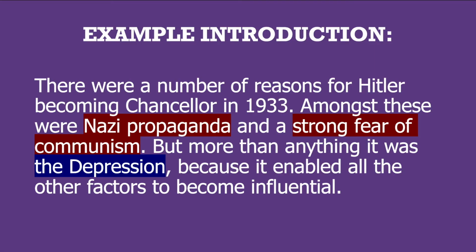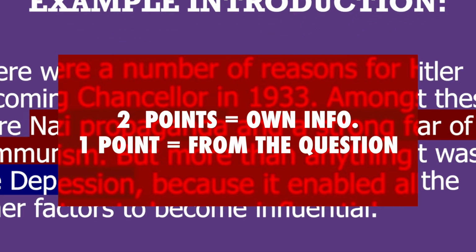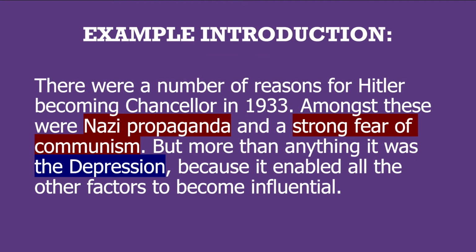So as you can see, I've highlighted some words over here. The ones in red are the ones that are from the student's own information, and the one in blue is the one which was suggested in the question itself. So as you can see, the student over here has chosen to take 2 points or factors or reasons, whatever, from their own information and only take 1 from the question. Of course, you can do it either way you want, as I said earlier.